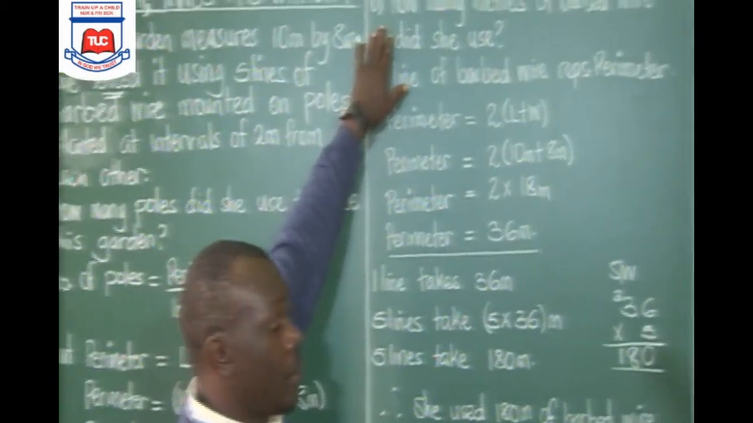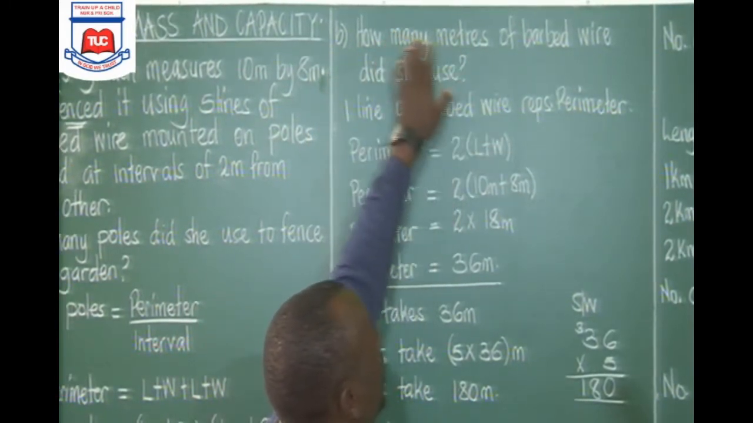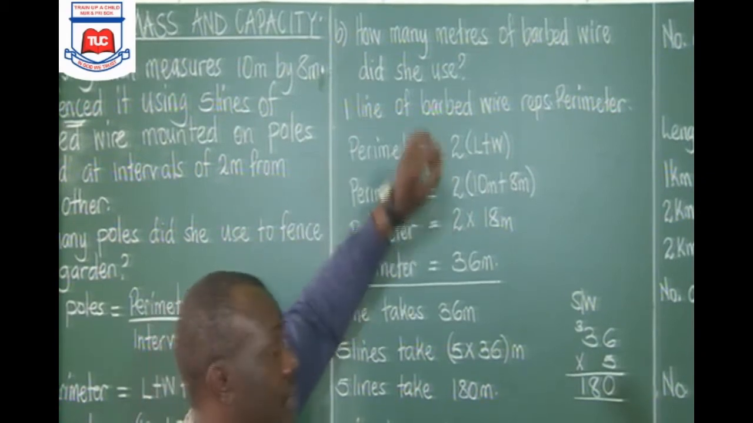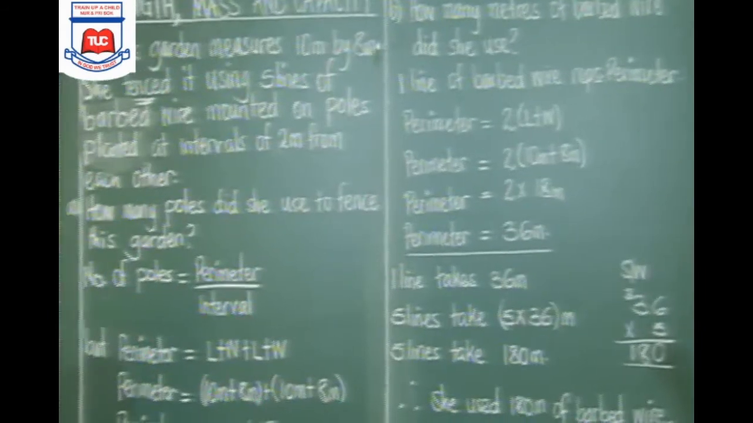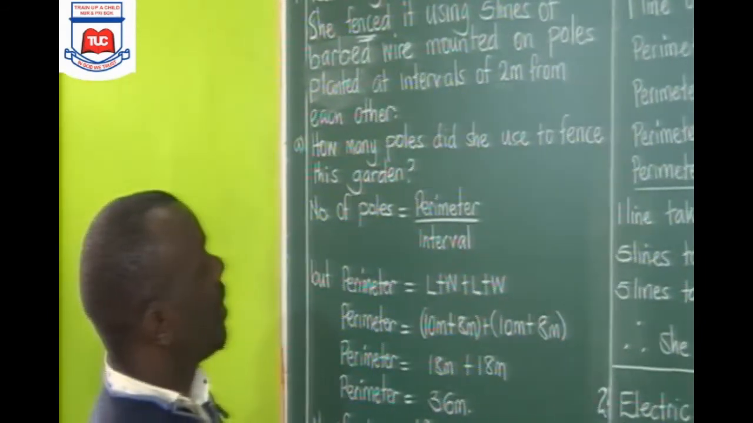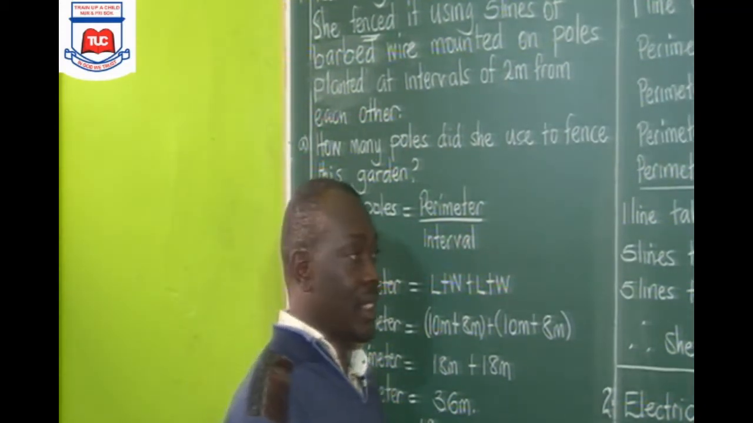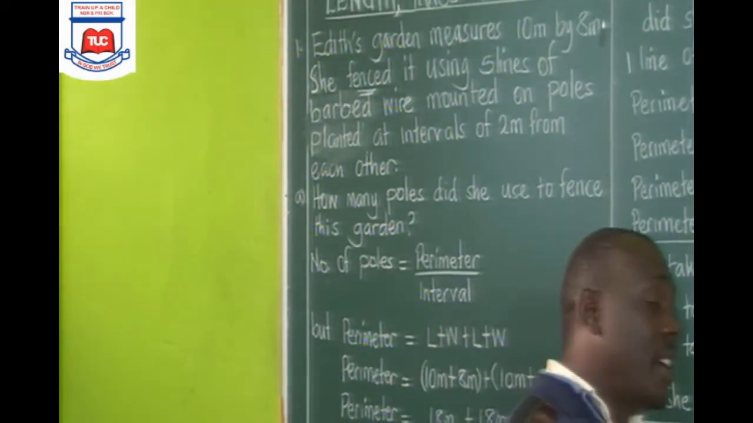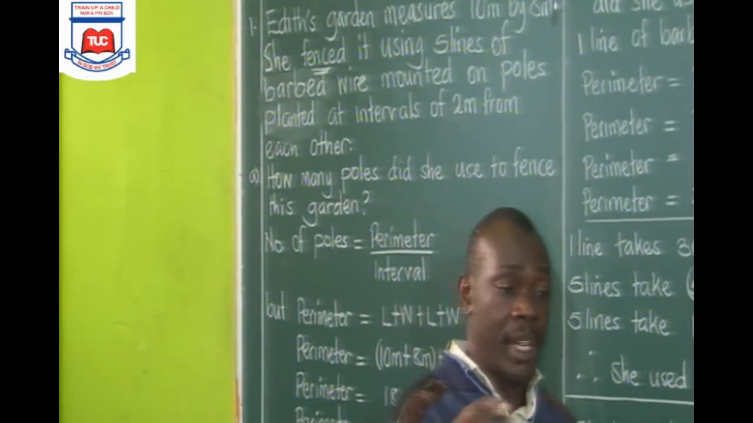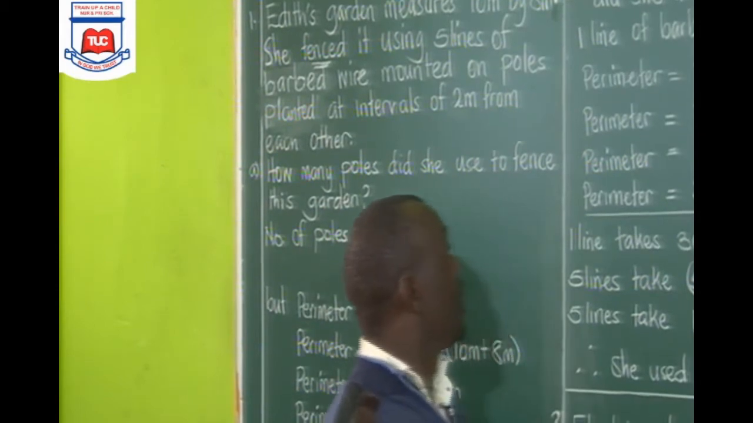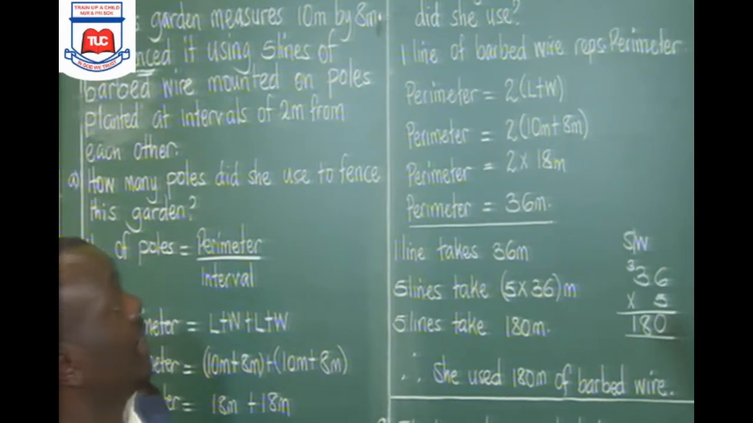Then part B of question number 1 reads, how many meters of barbed wire did she use? Remember, they are saying the barbed wire is mounted on poles, and we've got 5 lines of barbed wire. 1 line of barbed wire means the distance around, or the perimeter of this particular garden. Therefore, you still find the perimeter of the whole of it, that is, if you don't trust the answer in A.